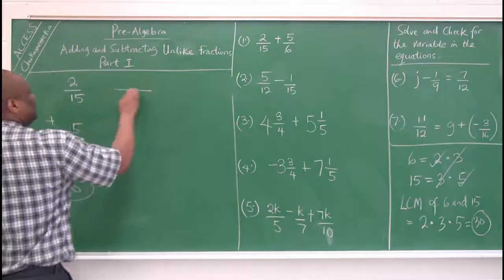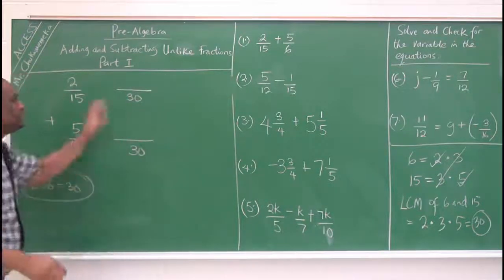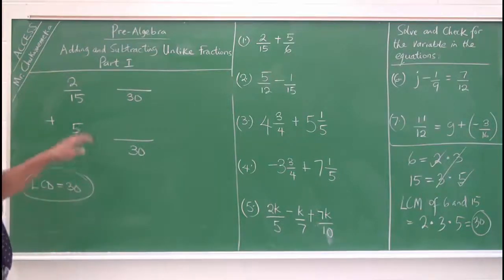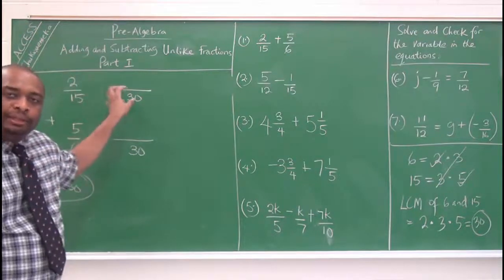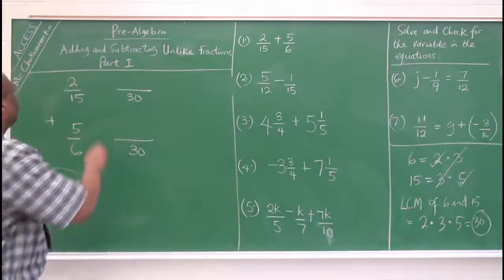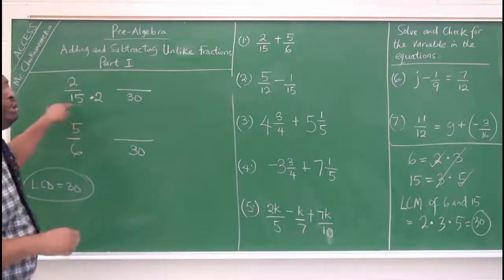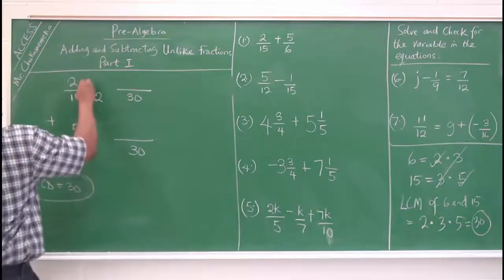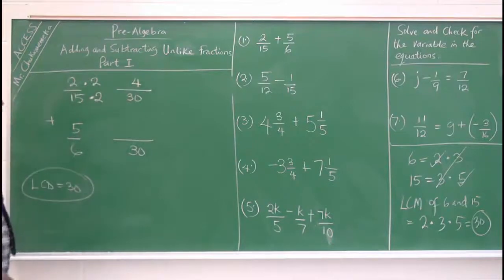So we now express this to have a denominator of 30, and this to have a denominator of 30, to be like fractions. Then you ask yourself, what will you do to 15 to give you 30? You multiply by 2. So you put times 2 here. And whatever you do to the denominator, you have to do to the numerator. You also put times 2 here. So this is 4. 4 out of 30.